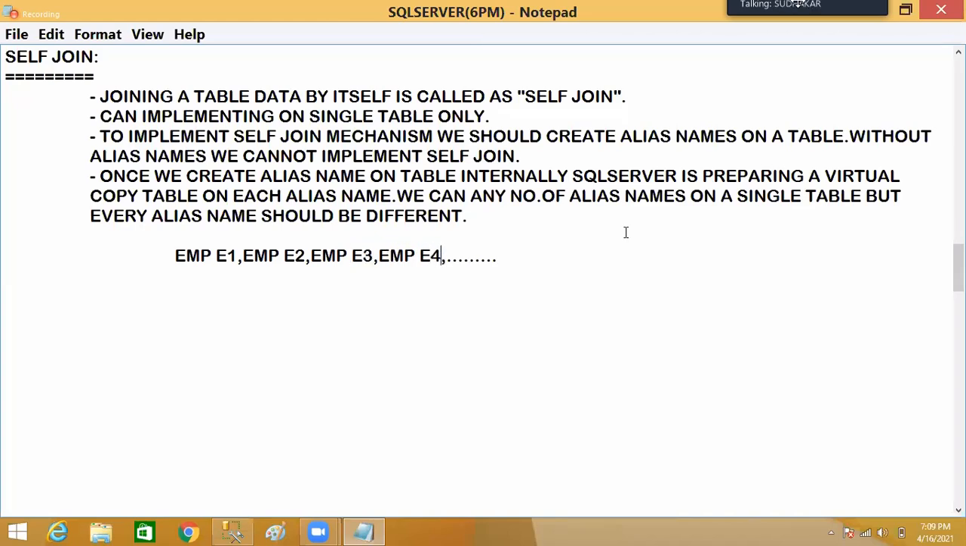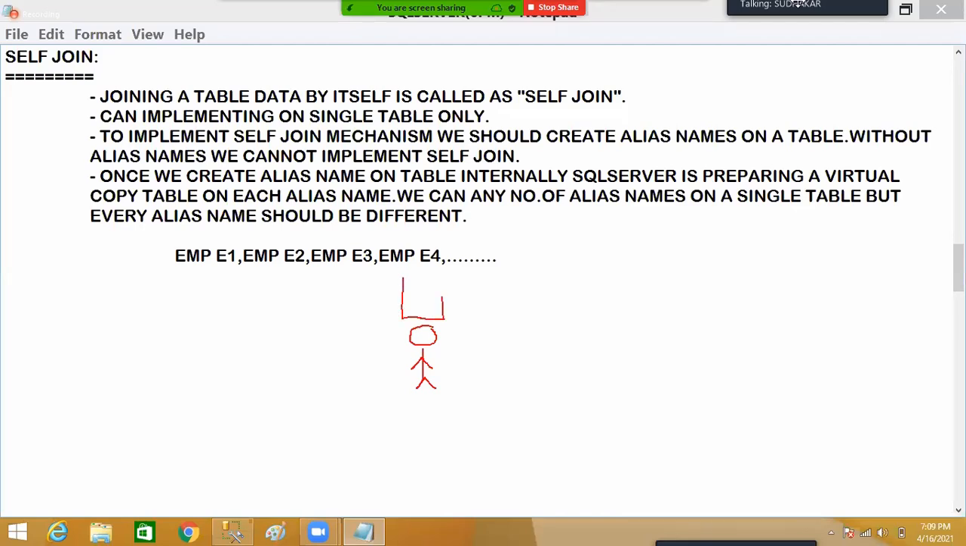What does it mean, guys? For example, one user is there. Around him there are a number of mirrors.